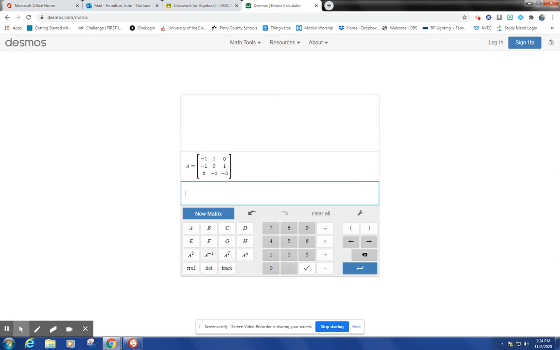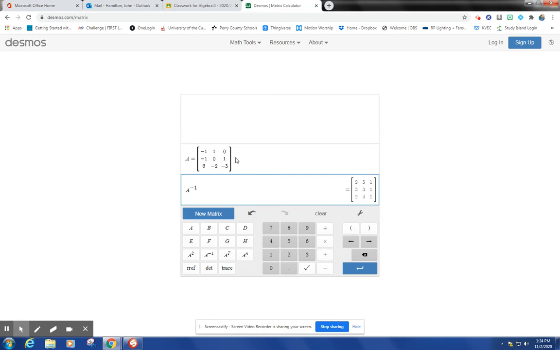But what you actually have to do in this case is put in A, because that's what we're talking about. And you notice it repeats that matrix. But then I'm going to click this A to the -1 right here. And you notice what it does. It changes this over here to indicate what my inverse is.